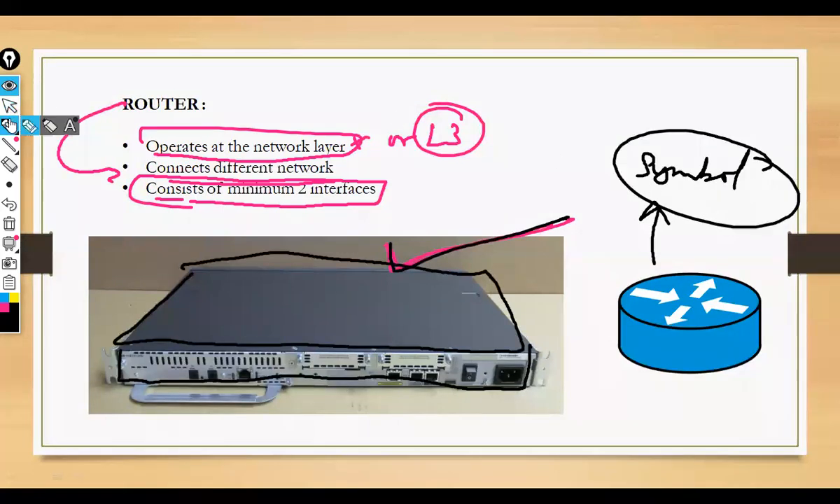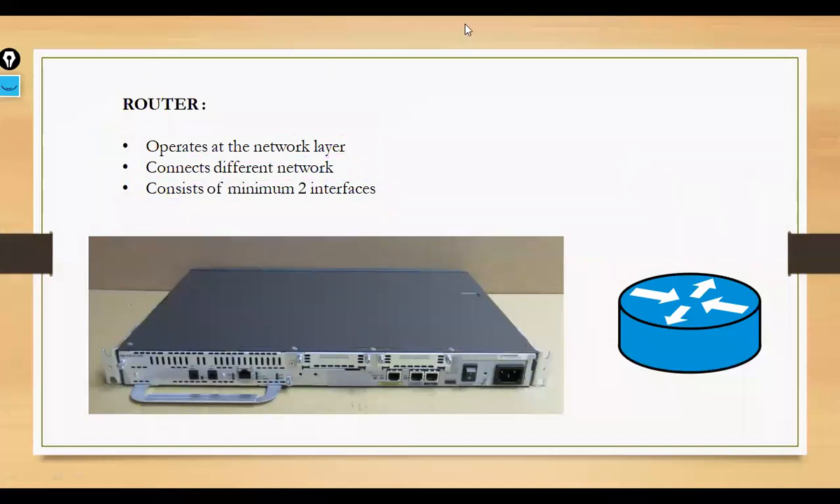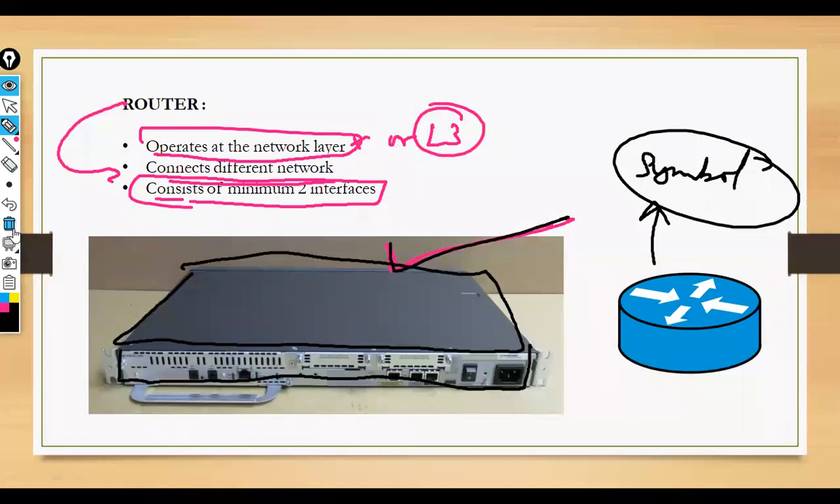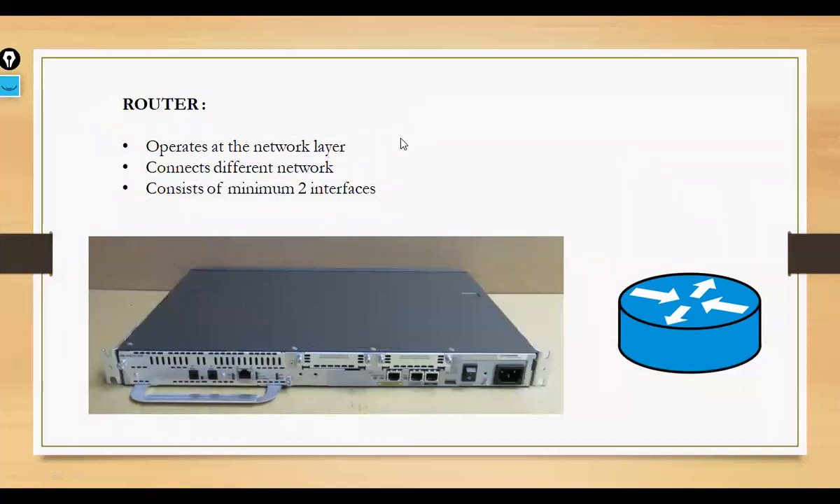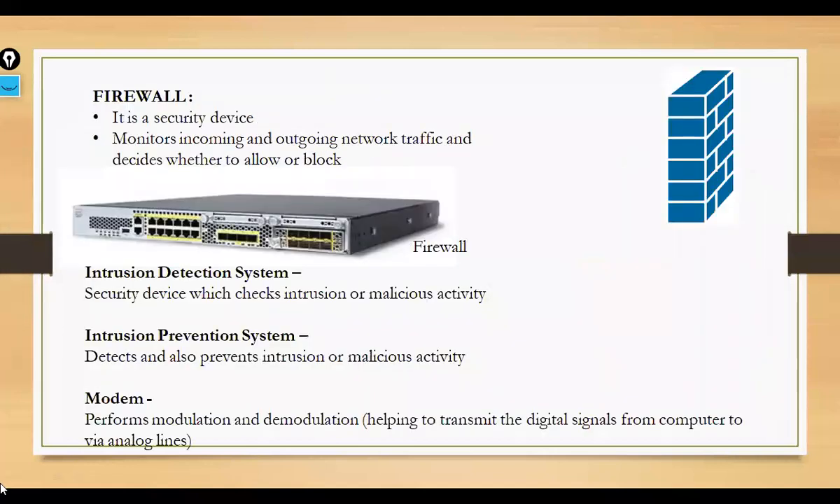Okay. Yes, just a moment, guys. Okay. So now, okay. So then the next device.